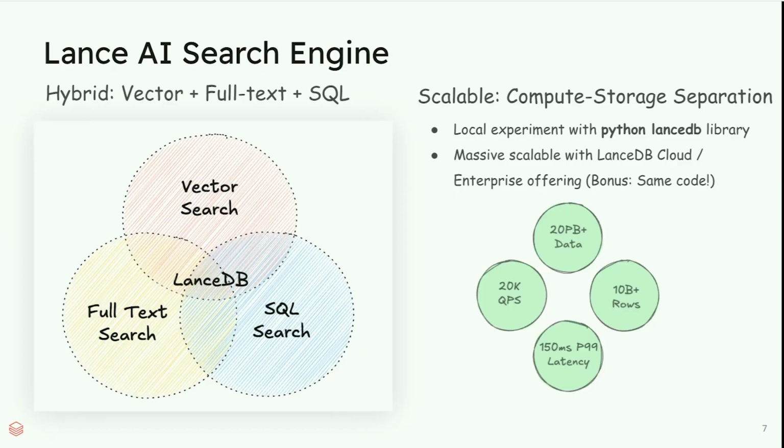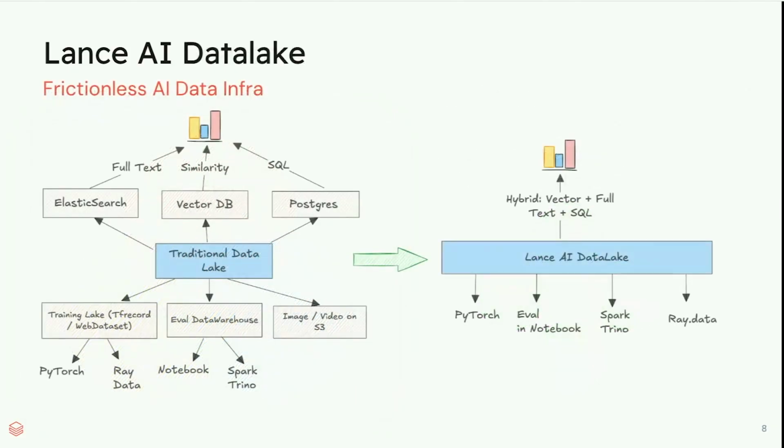And all of this can use the same code. Basically, when you switch from local experiment to your enterprise, you just switch which endpoint you connect to, whether it is your local endpoint or the cloud or enterprise endpoint. So the same code can be applied to the local experiment and also to your enterprise deployment.